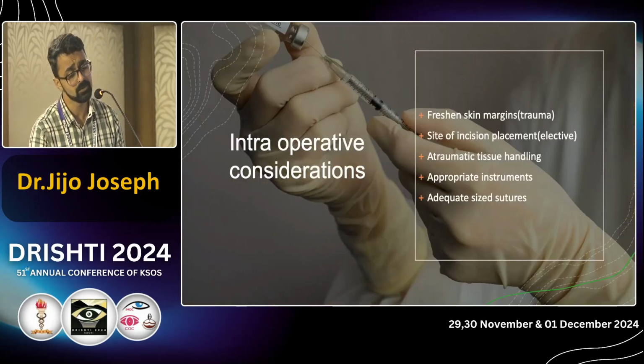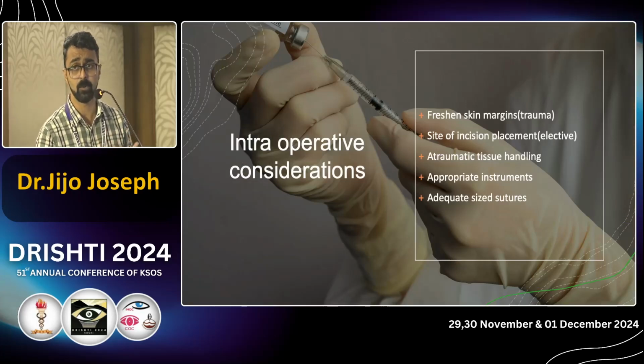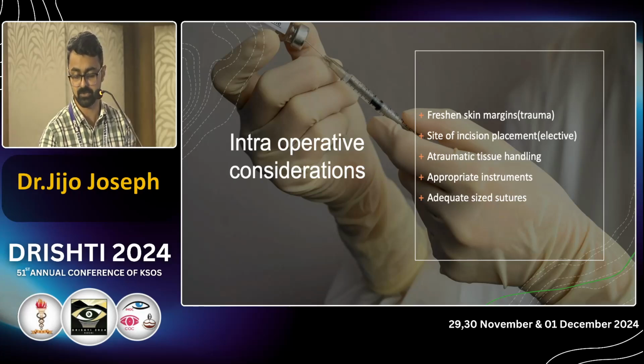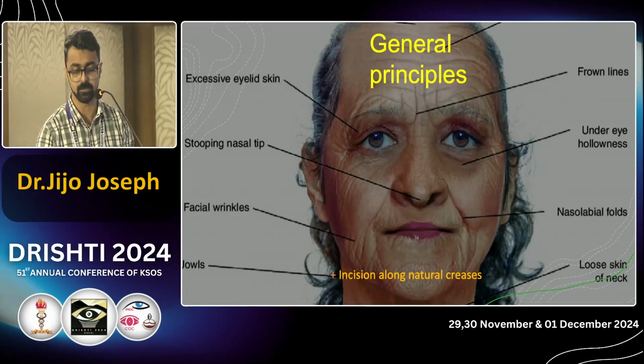Now, I would say these are the more important points when you consider suturing, the intraoperative considerations. So in a trauma setting, you need to freshen the skin margins, and if it's an elective operation, the site of incision placement is important. And additionally, you need to handle the tissues in an atraumatic way, and you have to use the appropriate instruments and adequate sized sutures.